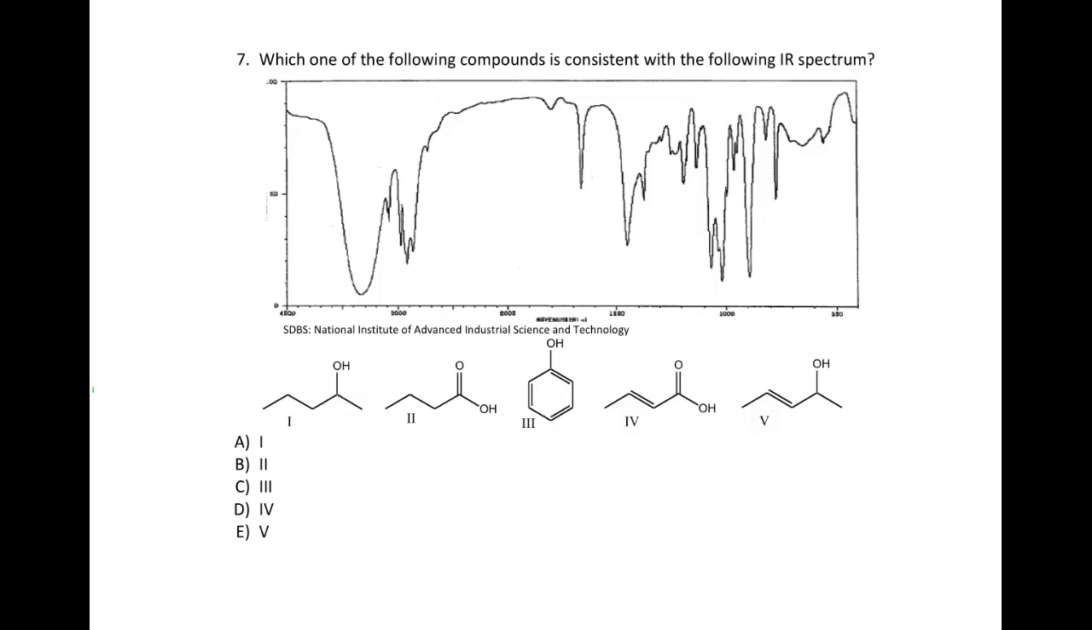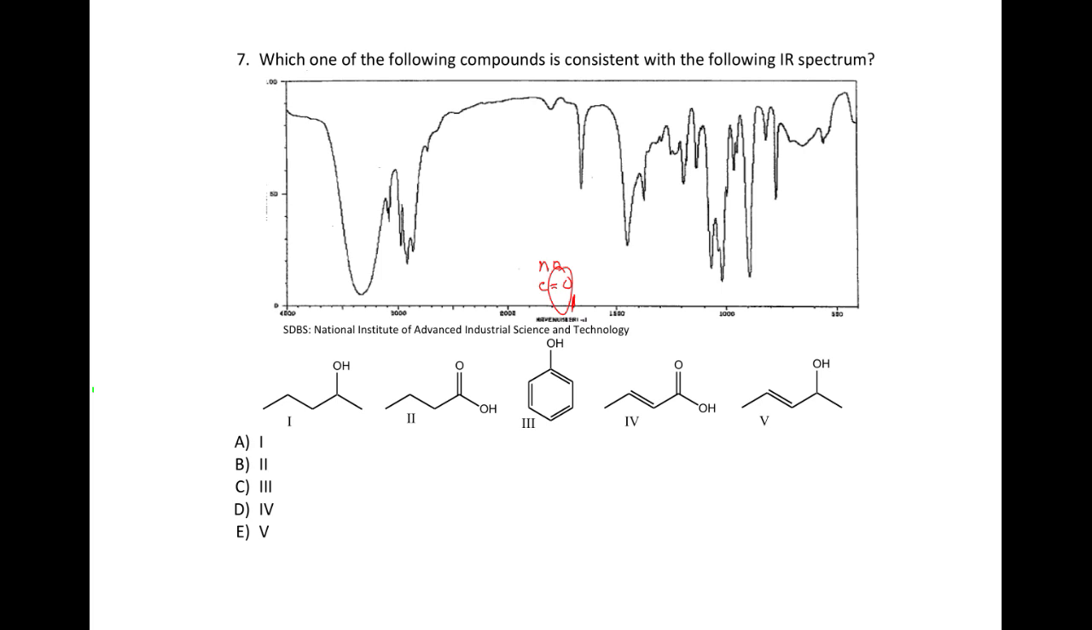Question 7. Which one of the following compounds is consistent with the following IR spectrum? So the first thing I would notice here is that, well, actually two things. The first thing I can see is that there's no carbonyl. So this is around 1700. So there's no carbonyl present. So there's no C double bond O.